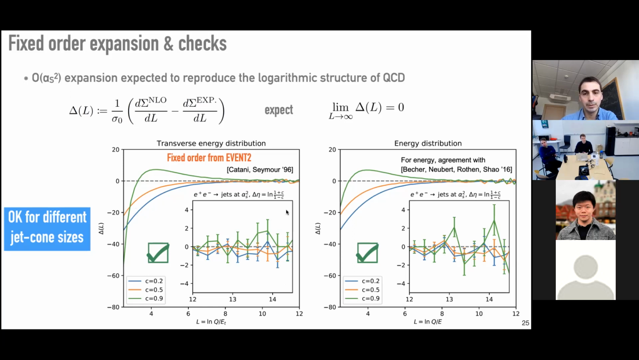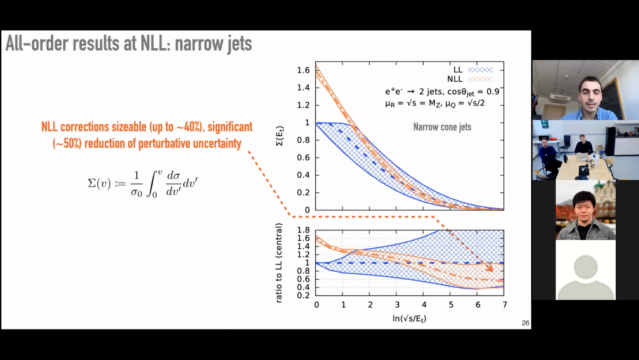And here I show in these two plots this difference computed for two different observables, the transverse energy in the slice and the energy in the slice, for different jet cone sizes in three colors. And we see that in all cases, the difference does indeed go to 0 within statistical uncertainty for large values of the log. This gives us confidence that what we're doing is indeed correct. We then can resum these non-global logs and look at the final physical resummed results.